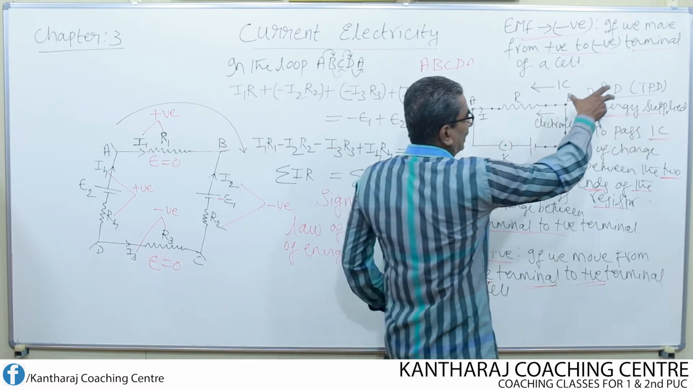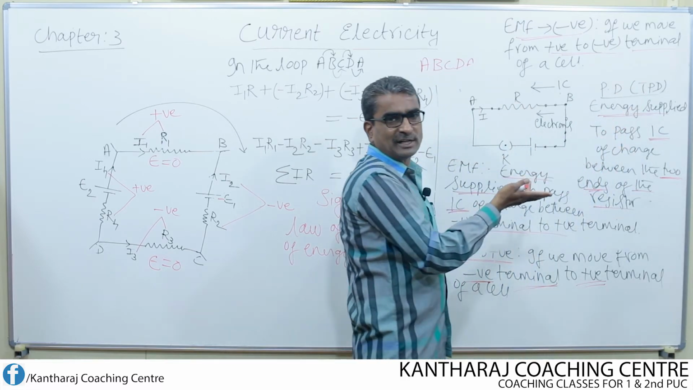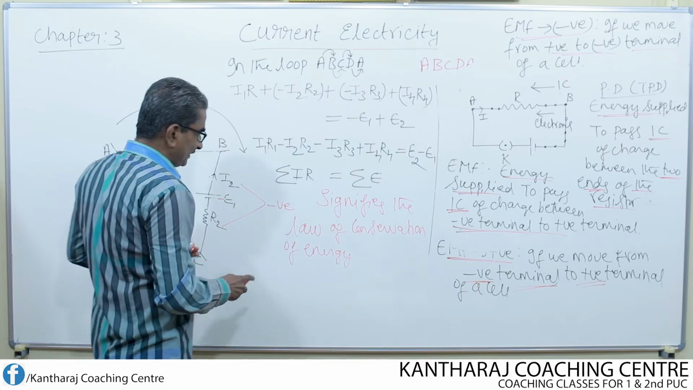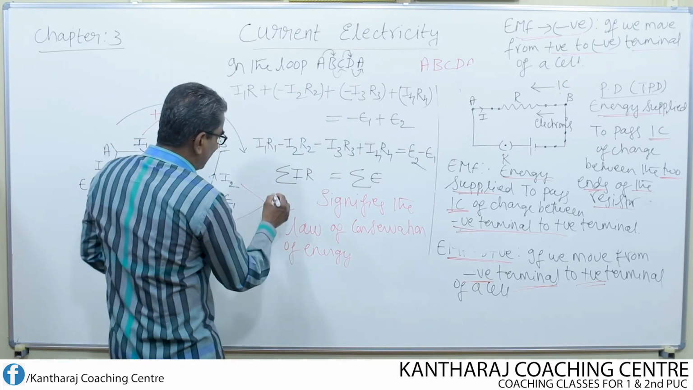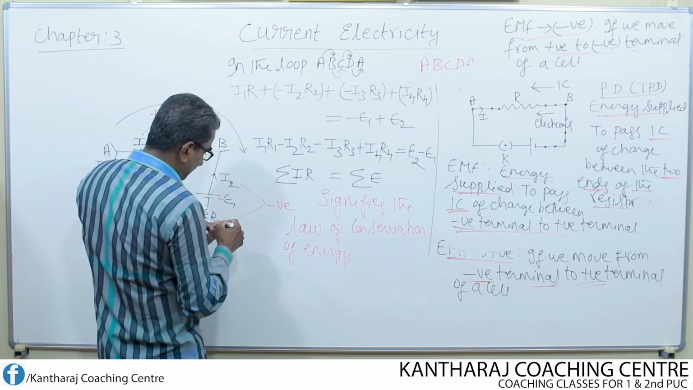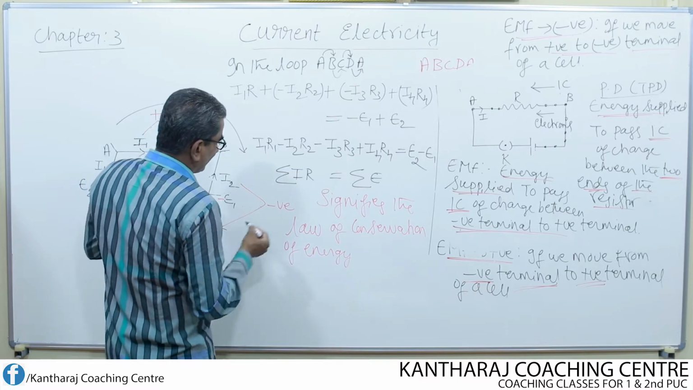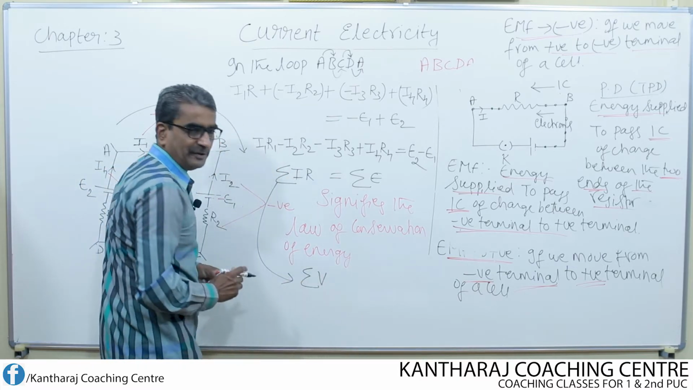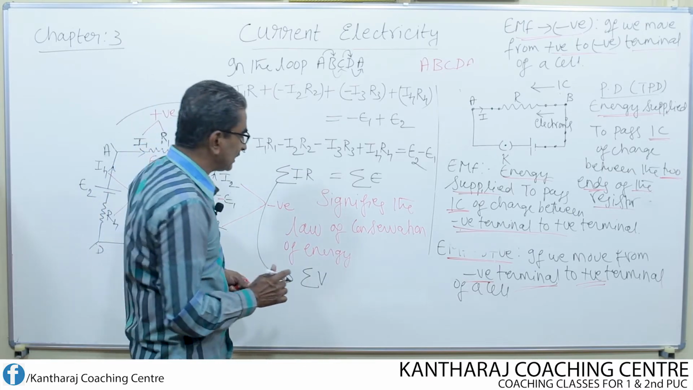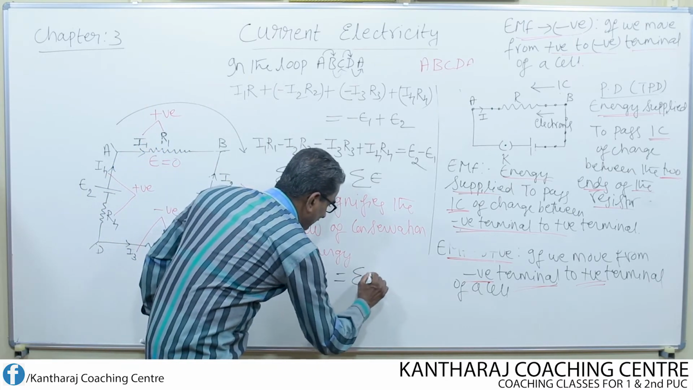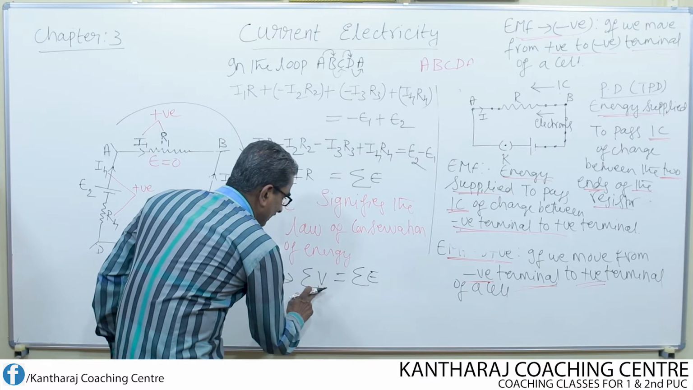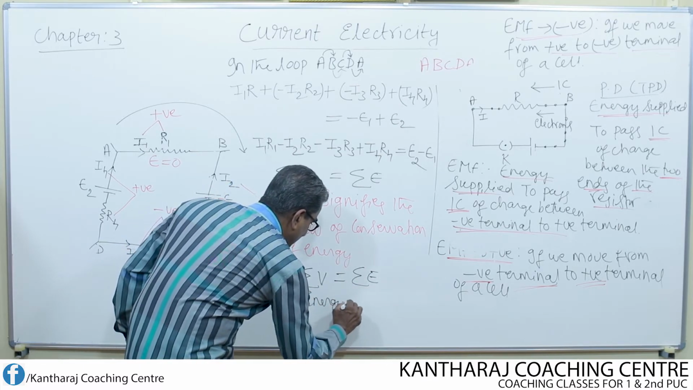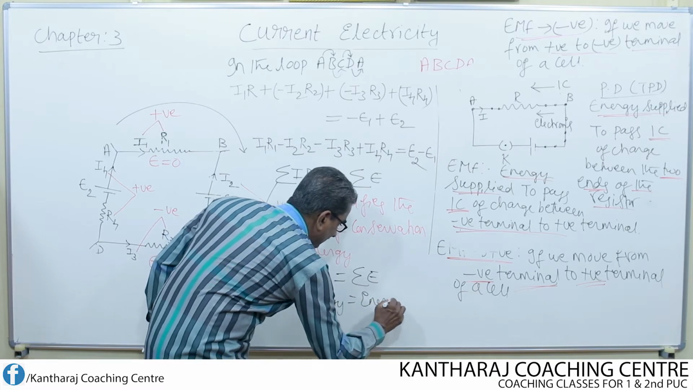So overall, terminal potential difference is also energy supplied. Therefore EMF is also energy supplied. Therefore this sigma IR can be written as sigma V, potential difference, V equal to I into R according to Ohm's law, equal to sigma E. So this is also energy, this is also energy. So left hand side energy is equal to right hand side energy.